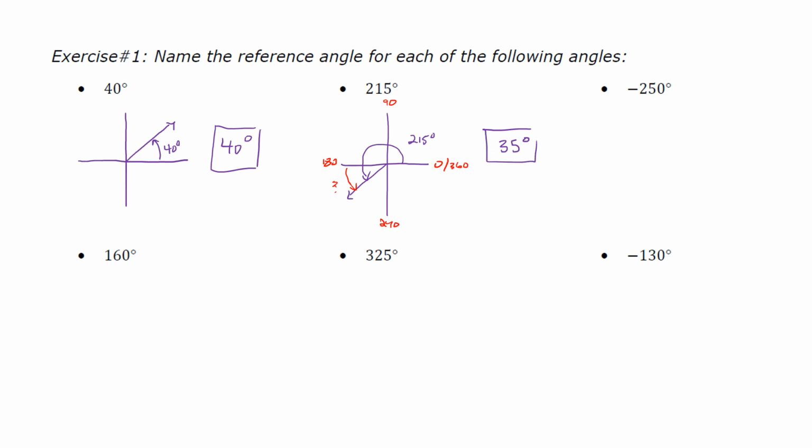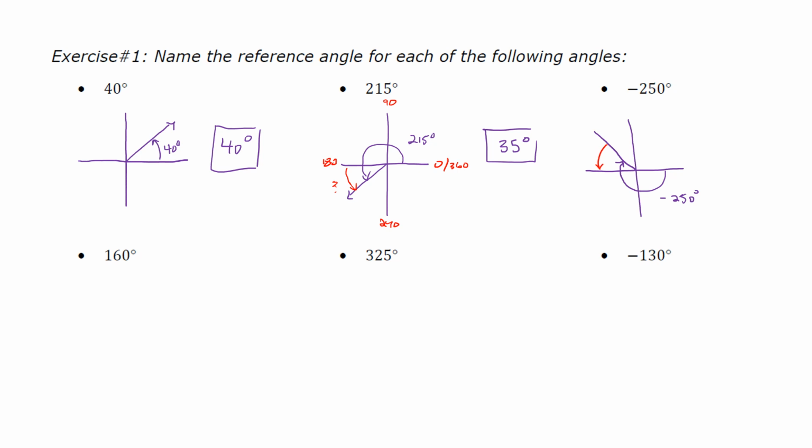Okay. All right. Next we have negative 250. Since it's negative, we're going in the opposite direction. So that will land us in quadrant 2. Let me redo that terminal end. Quadrant 2. There we go, much better. Negative 250 degrees. So we're looking for the reference angle, this angle right here.